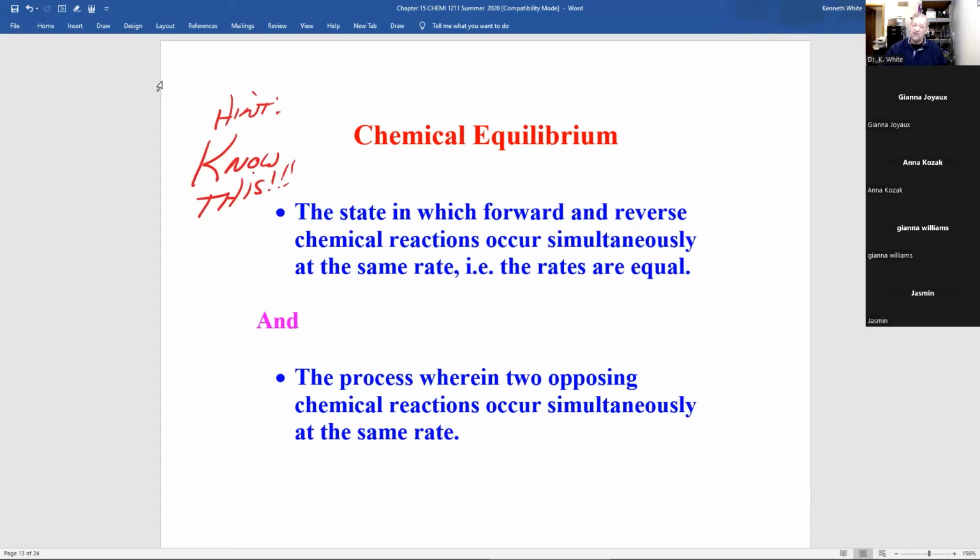And can't know this. And what's a chemical equilibrium? That's the state in which forward and reverse reactions occur simultaneously at the same rate, i.e., the rates of the reactions are equal. Another way of saying that is the process in which two opposing chemical reactions occur simultaneously at the same rate.